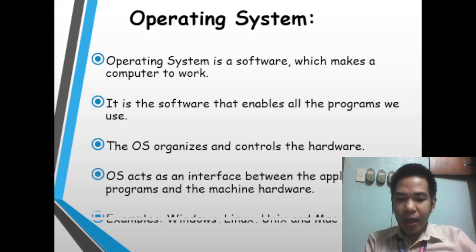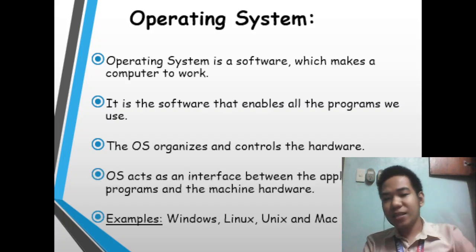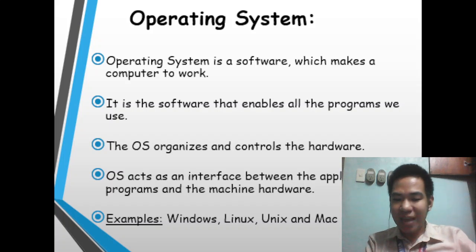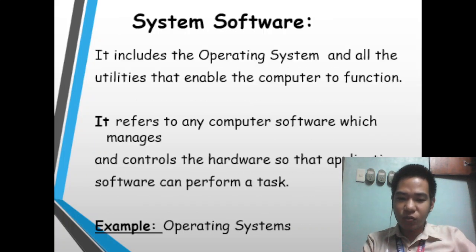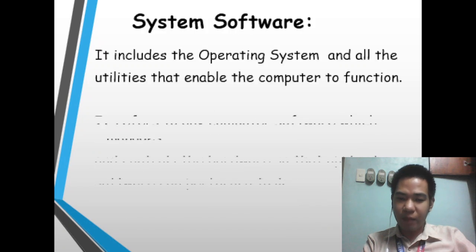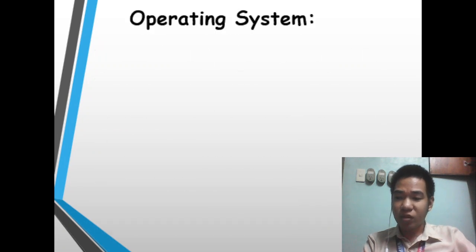Okay. And the operating system also acts as an intermediary between the application and the machine. So it acts as a mediator for the programs to run. Okay, so that's it. Now we also have application software, but I think I forgot to include programming software here. So let's discuss programming software first.